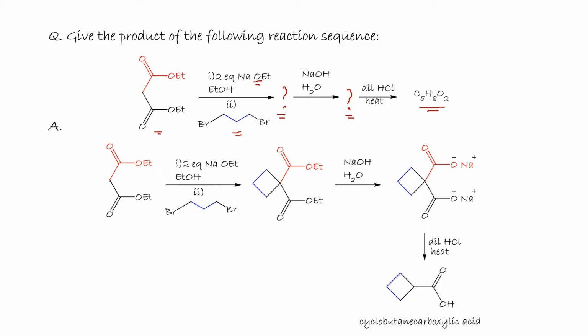Well, if we do the first step, 2 equivalents sodium ethoxide in ethanol, then we add the dibromopropane, we get this compound.